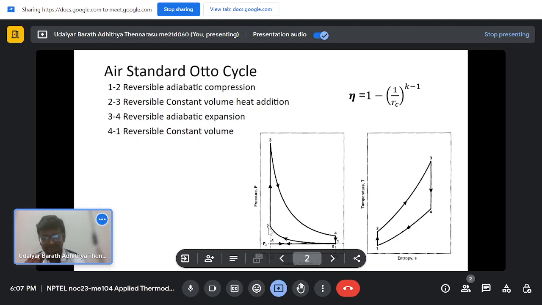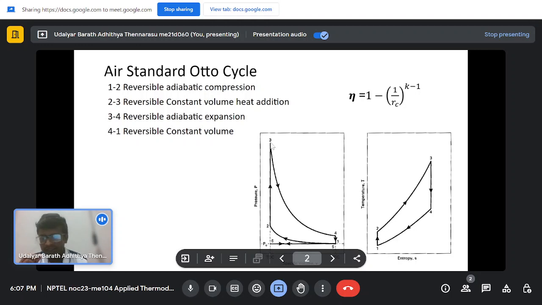After compression, the gas has reached state 2. Initially it was at state 1 when the piston is at the bottom dead center, the very lowest point. It will compress and move to the top dead center, through which it will reach 2. Here the volume is not 0, because you have kept some clearance volume. V2 is the clearance volume, and V1 minus V2 is the swept volume where the piston moves.